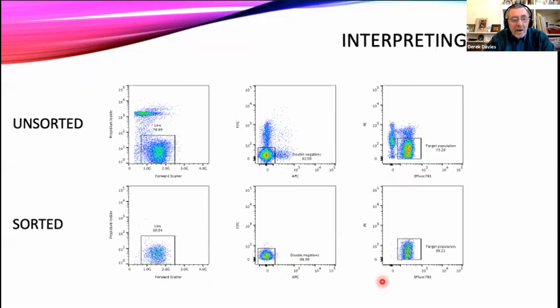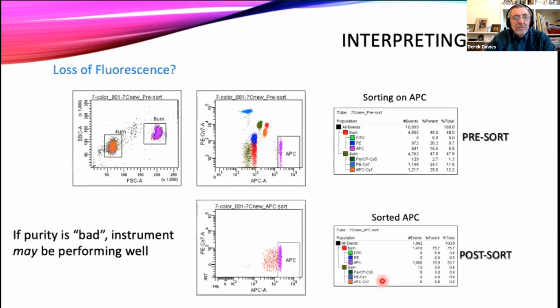And sometimes there are problems, and there are many reasons why a sort can go wrong, if you like, in terms of the purity. Sometimes we have to think in terms of machine, and sometimes we have to think in terms of biology as well. So I'll use just a few examples of that.